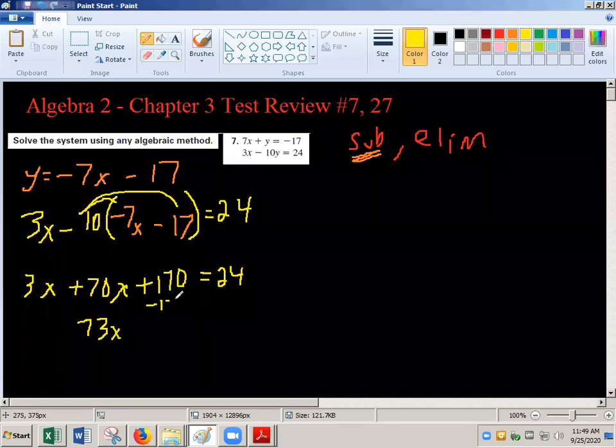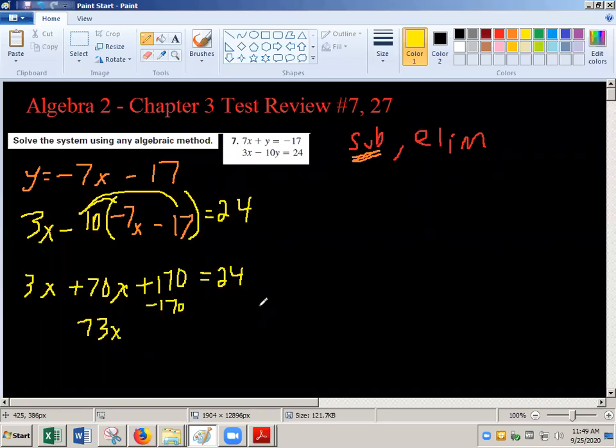I'm going to subtract off 170 from both sides. And so I get 73x equals negative 146. Divide by 73, divide by 73, and I get my answer: x equals negative 2.